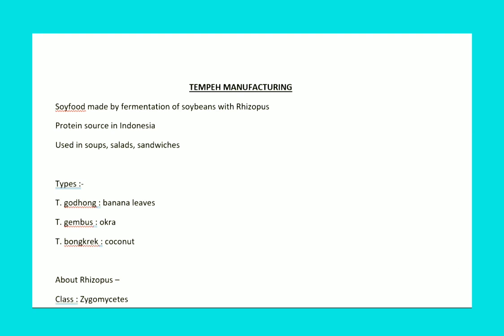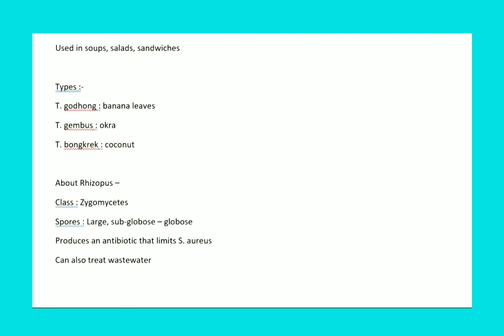So there are various types of tempeh on the basis of what they are made from. For example, there is tempeh godhong that is made from banana leaves. There is another, tempeh gambus, that is made from ladyfinger. The local name of ladyfinger is okra, as you all know. There is another, tempeh bongkrek. It is made from coconut. So these are the various types of tempeh that you can have.